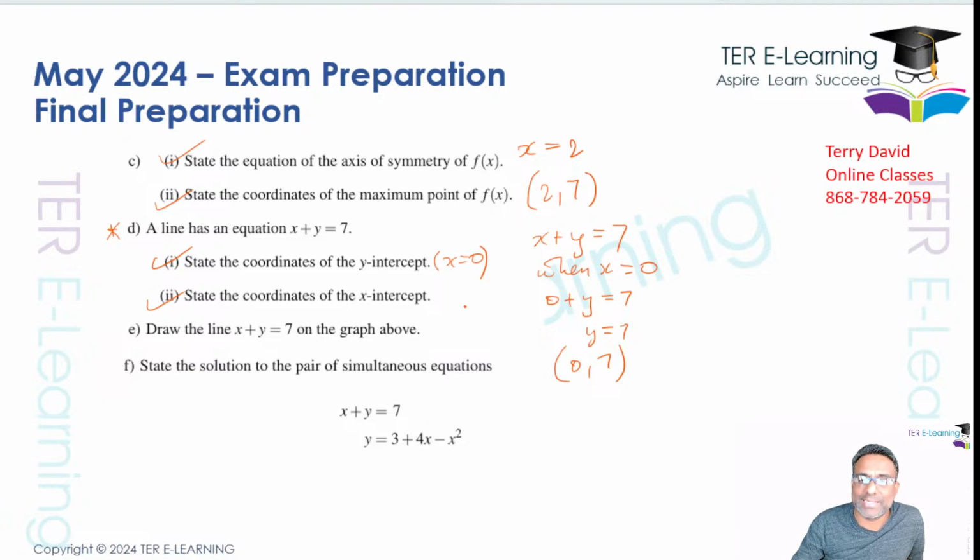To get the x-intercept, what we need to do, we need to put y is equal to 0. So we're going to say when y is equal to 0, x plus 0 is equal to 7.